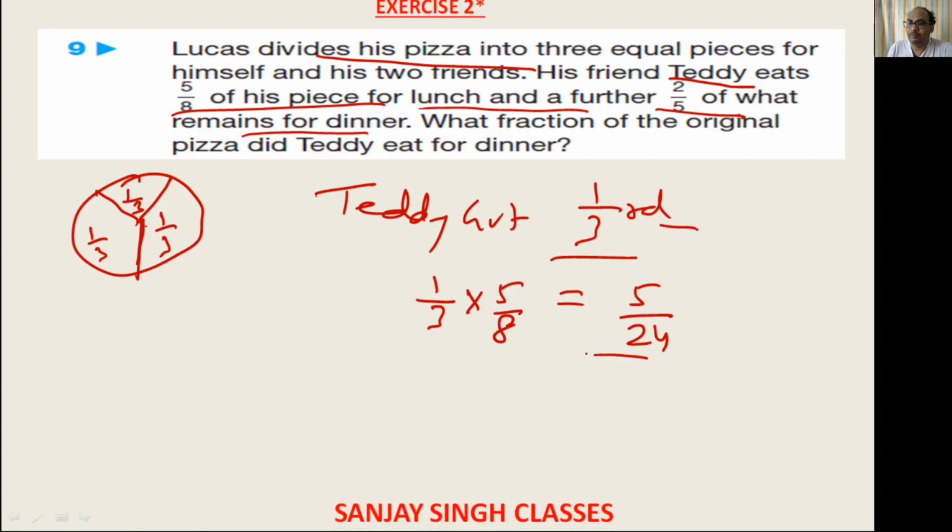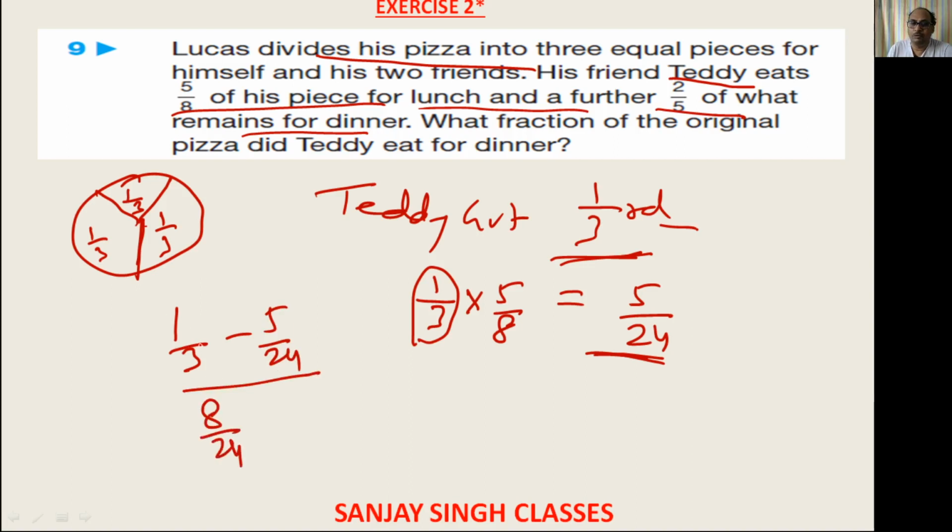Now what is remaining? 5 by 24 he has taken from the 1/3 piece. Remaining is 1 by 3 minus 5 by 24. Because we need to make the denominators equal, this 1 by 3 will become 8 by 24 when we multiply it with 8 by 8. So the denominator will become equal for both of them, and our LCM will be 24. So 3 by 24, which has now become 1 by 8. So what is remaining? Remaining is 1 by 8.